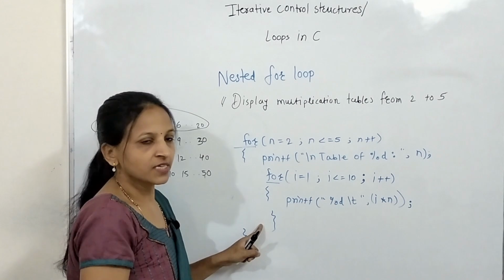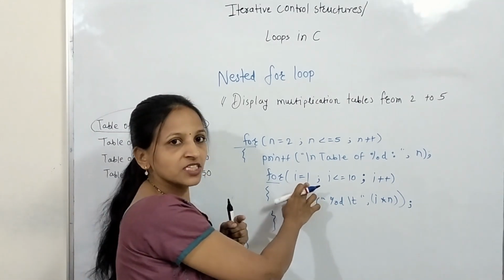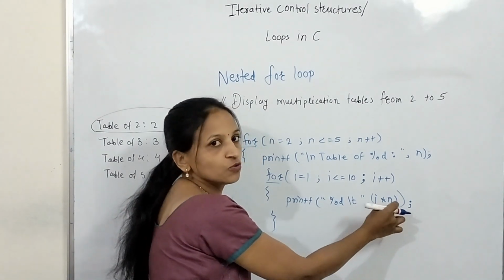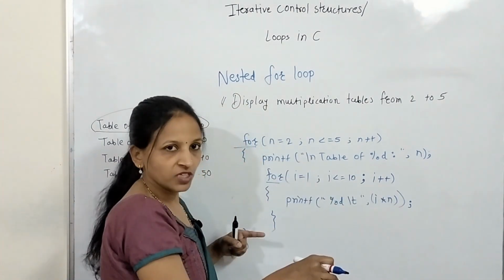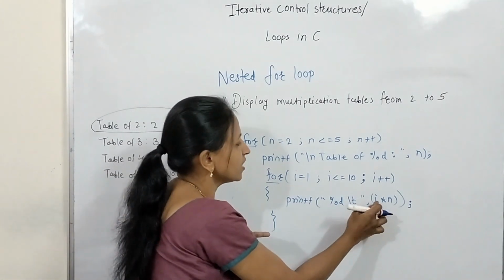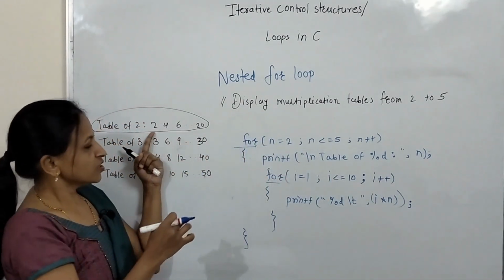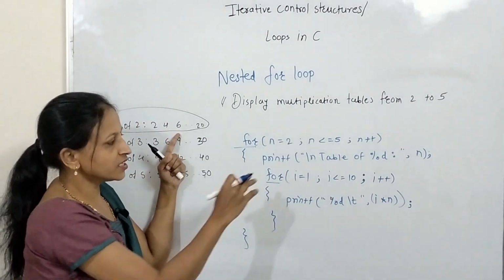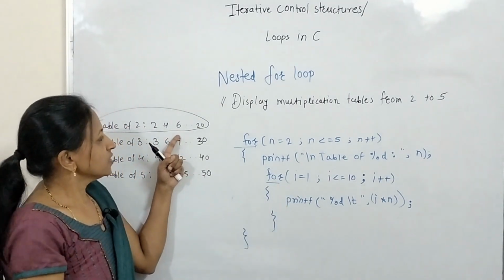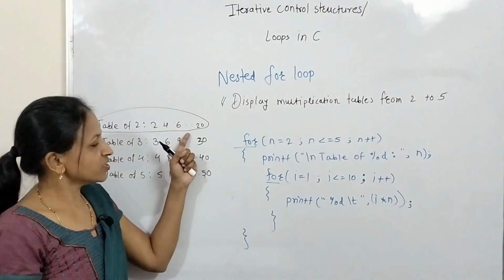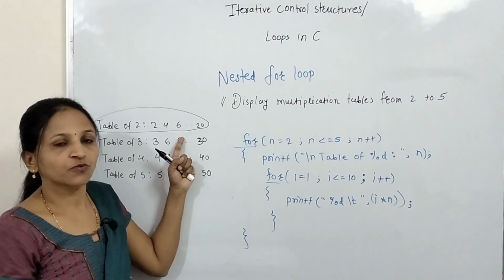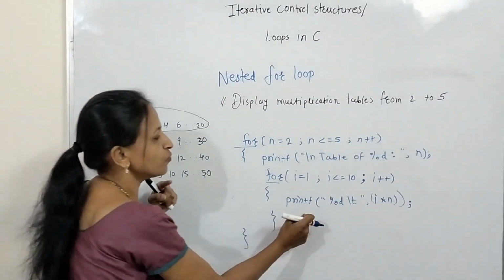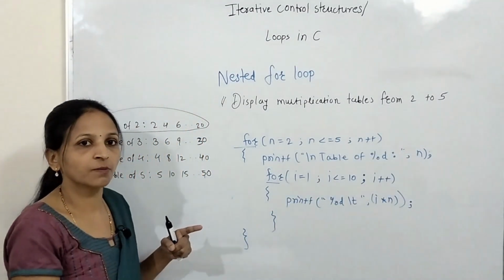will get executed. In that case i will change from 1 to 10, and every time it will display i into n. n is here 2 initially, that's why it will display 1 into 2, first that is 2, then 2 into 2, that is 4, then 3 into 2, that is 6. In that way it will display, first time it will display the table of 2, next time the value of n will become 3, and this for loop will display the multiplication table of 3.